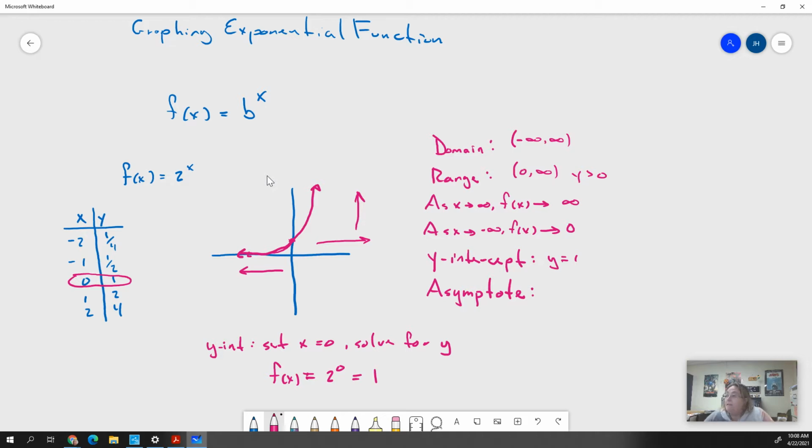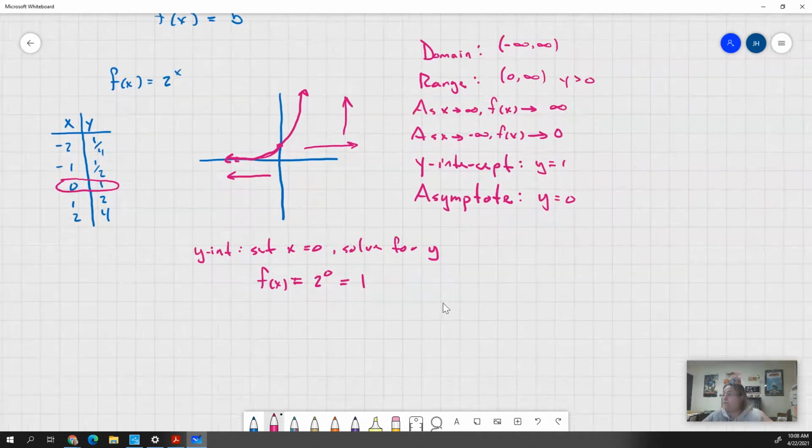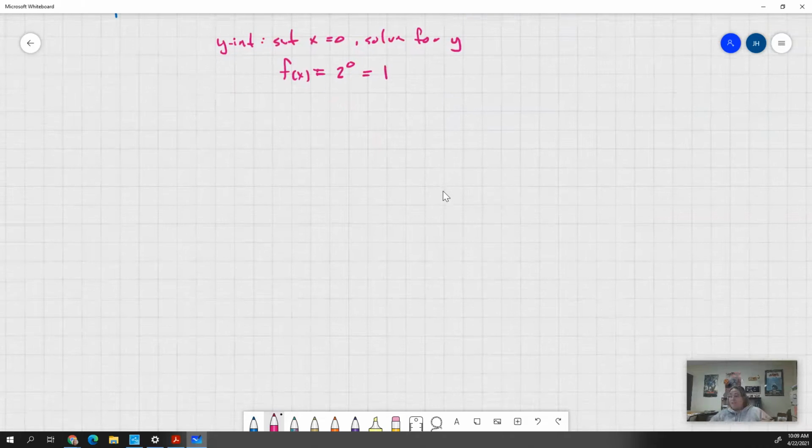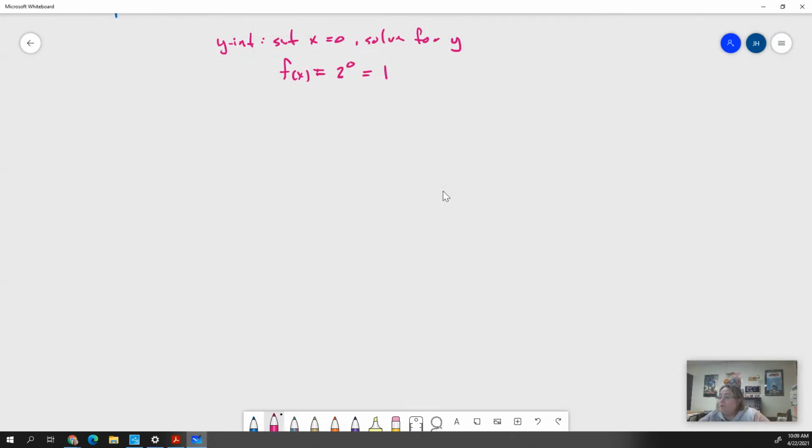The asymptote is just this line we can't cross, and we can see it right here, that it is y equals 0. It won't always be y equals 0. So this is just a quick review of what we did last week. What we're doing this week is we're doing transformations on these. And I'm going to give you a few basics of transformations. First, a transformation of an exponential function.